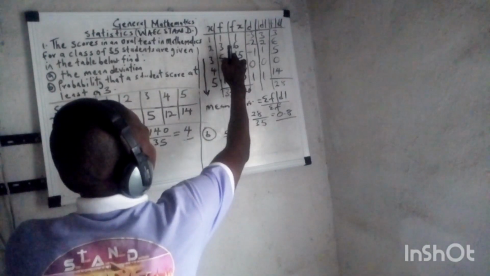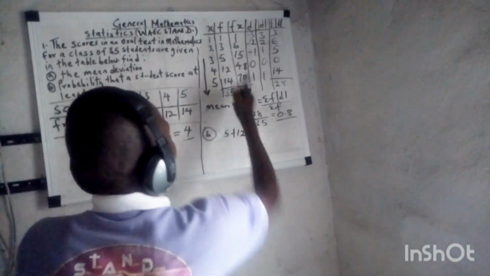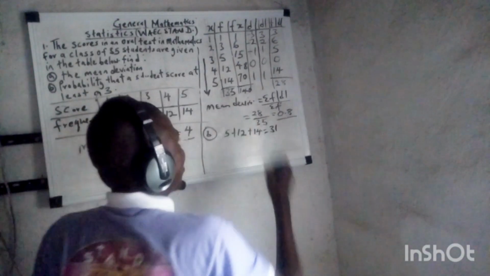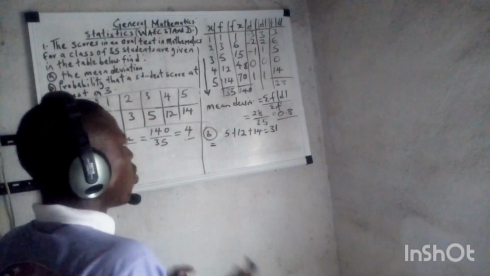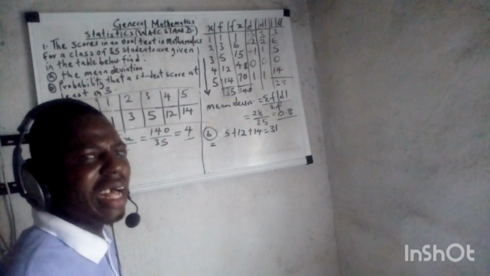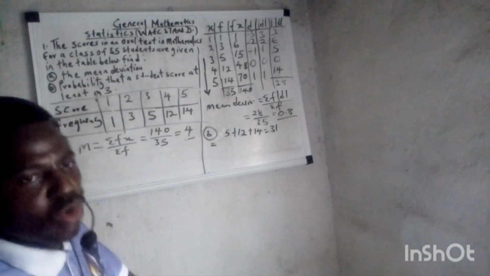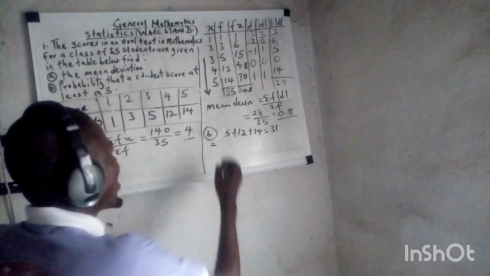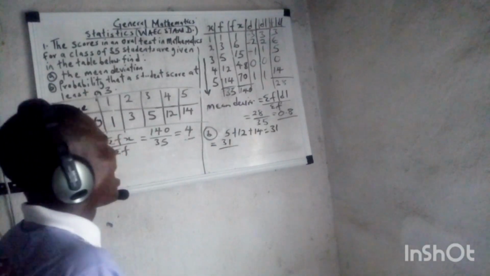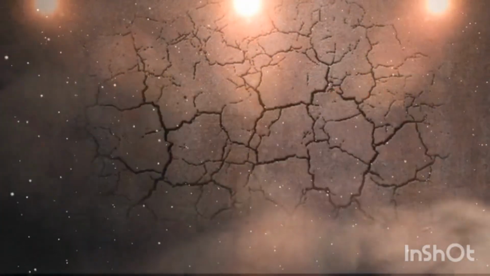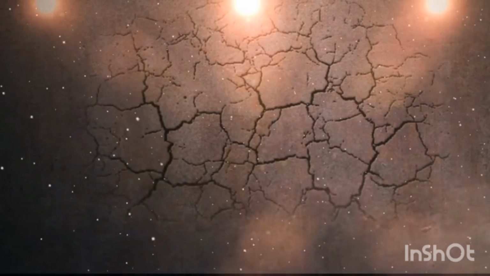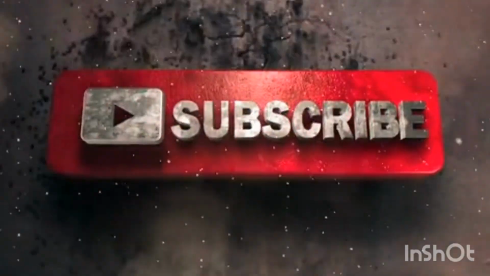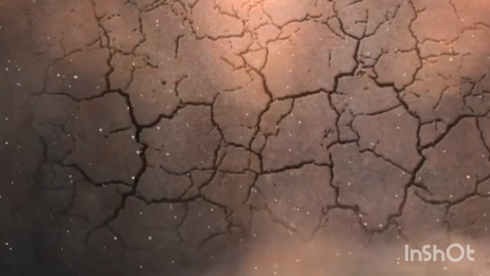5, 5 plus 12, 5 plus 12 plus 14, which will give us 31. So, applying the formula, number of required outcome over number of possible outcome, the number of required outcome is 31 over the number of possible outcome, which is 35. If you divide this, you get 0.9, and this becomes the final answer.